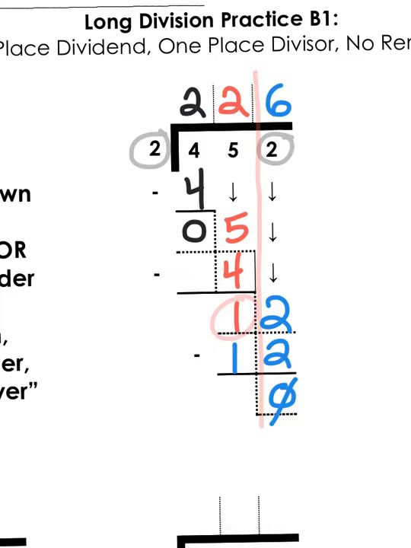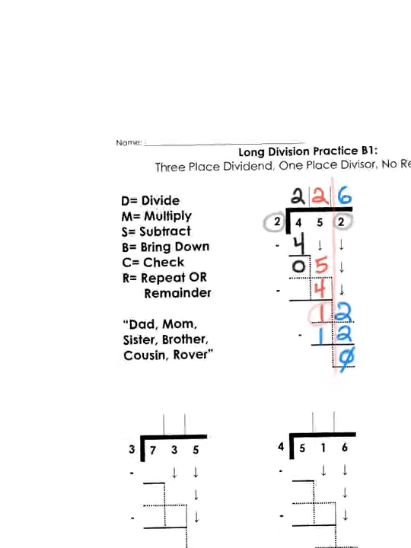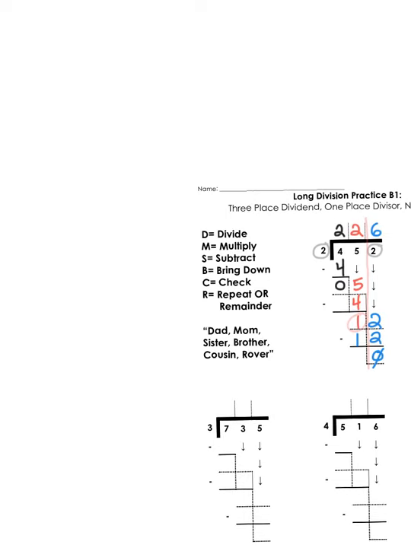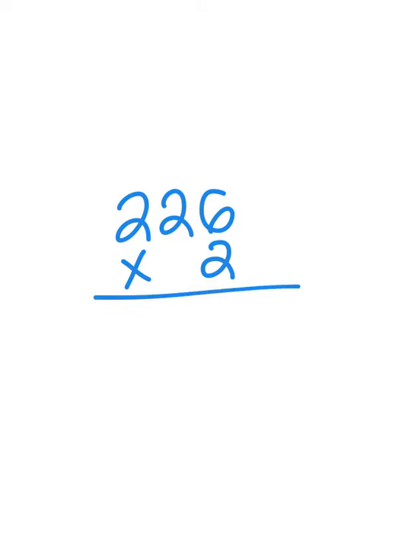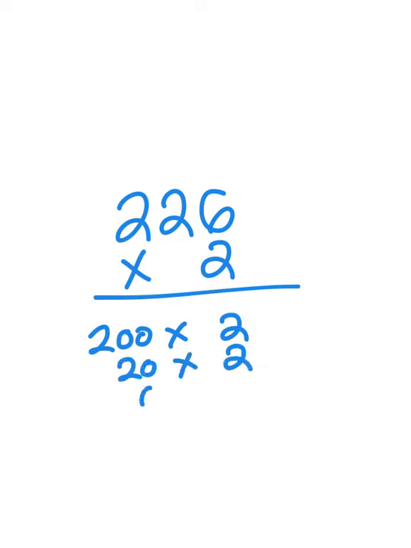Now there's a couple ways I can prove that this answer is correct. Because division and multiplication are interrelated, I could create a multiplication problem that proves this to be true. 226 times 2. Now if I use partial products to solve this problem, I would multiply 200 times 2, 20 times 2, and then 6 times 2.